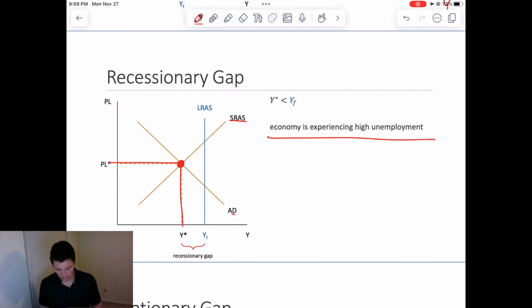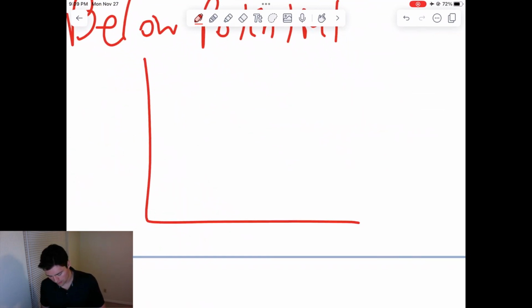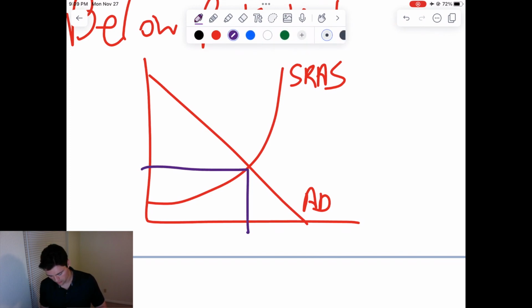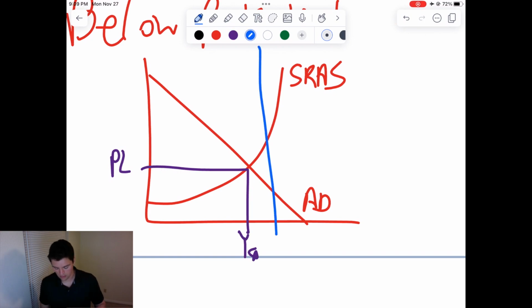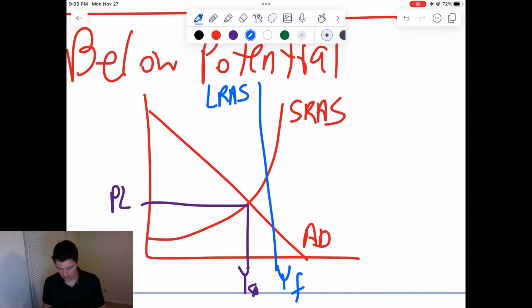Okay? So this gap right here, when you are below your potential, this is a recessionary gap. Okay? So what you're going to do for a recessionary gap: aggregate demand, short run aggregate supply curve, this is your equilibrium right here. So then you'll put the long run to the right. So this will be your long run aggregate supply curve. Okay? So this is a recessionary gap.